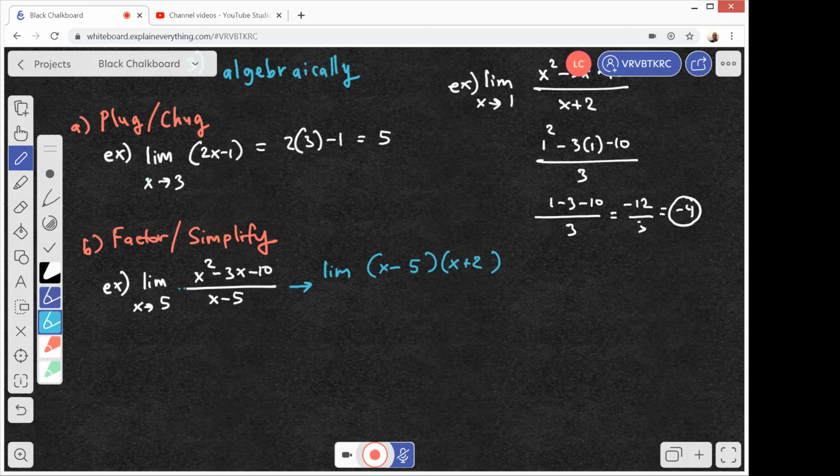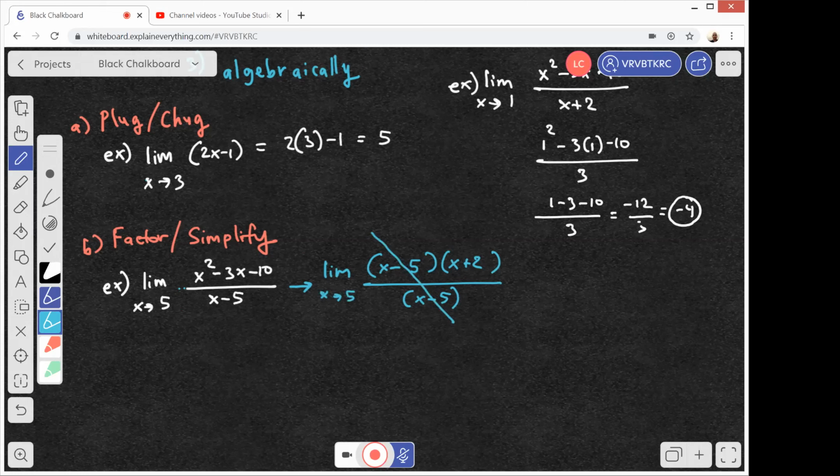So what'll happen when we factor out the x minus 5s, we're removing the problem, right? We're removing the situation that causes us to have an undefined function. So once you remove the problem, as x approaches 5, you could find the limit. Once you remove the problem, you can find the limit.